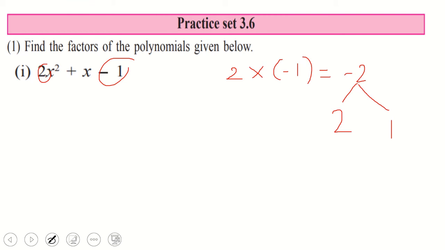Then the next thing is to decide the sign. Here you will observe that the sign of the middle term is positive. So the bigger number is positive and the smaller number is negative. So you got here the factors. What are the factors here? The factors are plus 2 and minus 1. Okay. So we are going to split this plus x as plus 2x minus x.